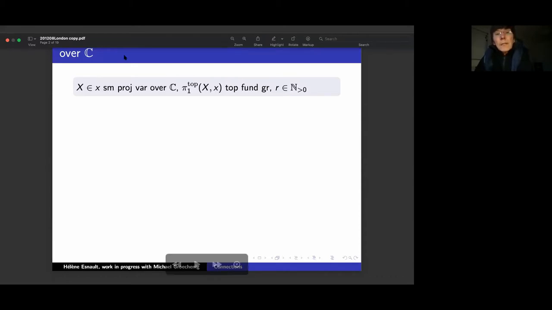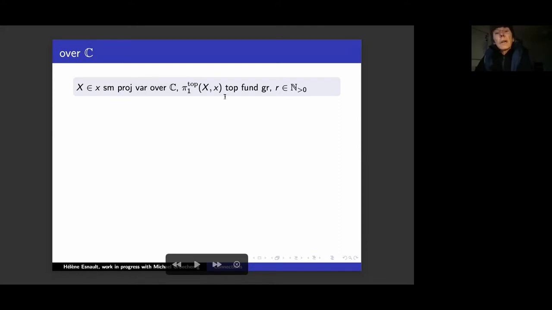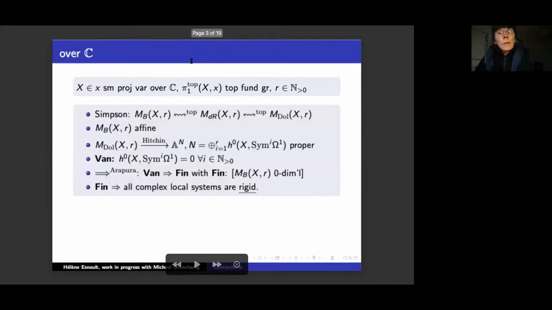Over the field of complex numbers, we have the notion of the topological fundamental group. This is based at one point, so we fix a point, which sometimes will play a role and sometimes won't. For example, in the next slide here, it doesn't. So we recall the theory of Simpson.